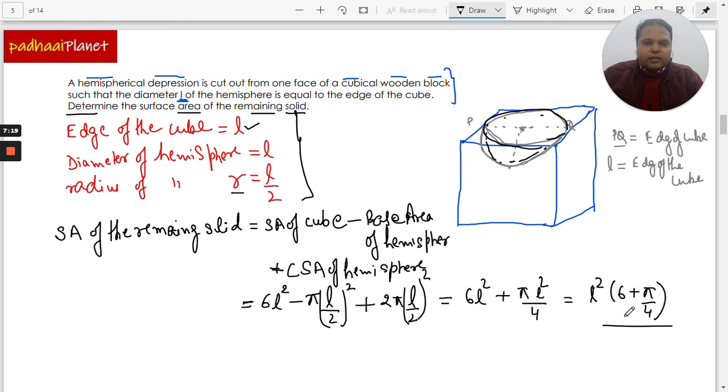So I hope you could understand. This question was simple enough, but the only thing is that we need to get the language right, understand it, draw the proper figure, and visualize it. This is a cube, and within that cube, this is the circle, the hemisphere base, and this is then cut out from this area. So this needs to be visualized properly. If that is done, then there is nothing much in this question.